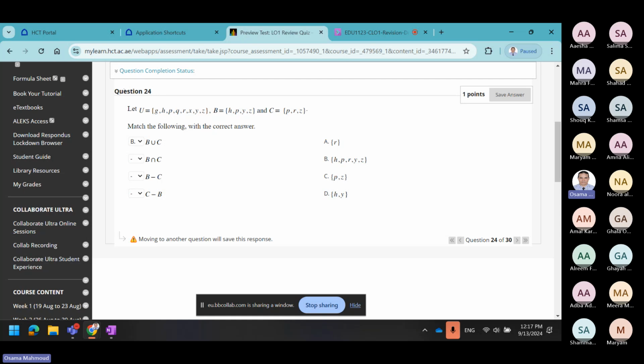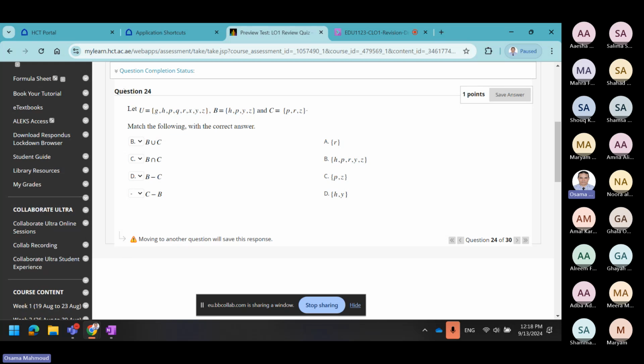Okay. Now, what is in common between B and C? I just mentioned now, P and Z, right? What is P and Z? It's the intersection, choice C. B minus C, I take what is in common between B and C out of B, right? So I take P and Z away, and I am left with B minus C as H and Y. So this is the selection D.